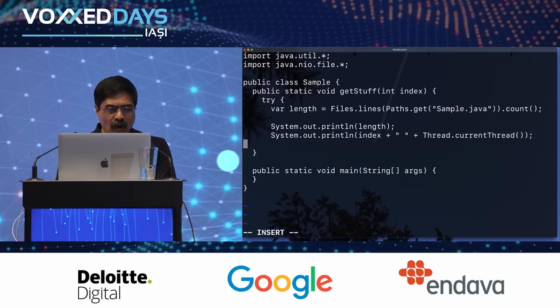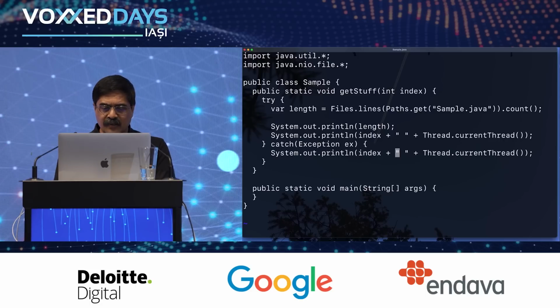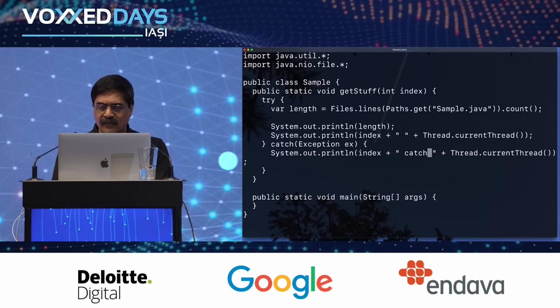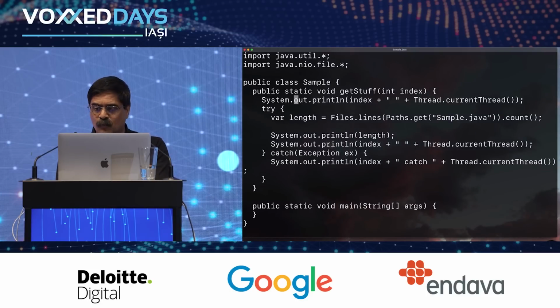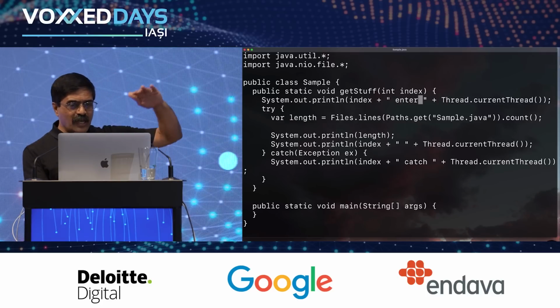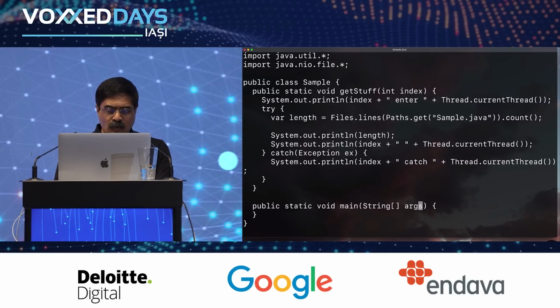Then, of course, that's a try block, and we will say catch Exception. In this case, I'm not going to deal with the exception, but I will simply print out the index, and I will say catch, and then the thread, and display it. So in this code, one more time, when we enter it, I'll output the index as well. So we'll say enter. When we do this, you can see I'm entering, printing the thread, calling the file, printing the thread, and then in the catch, printing the thread. Let's try this one more time.